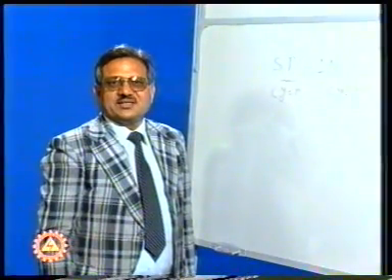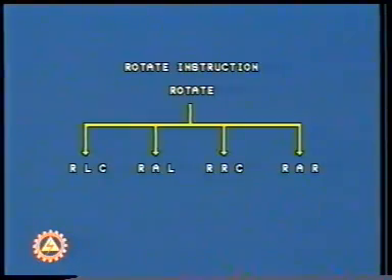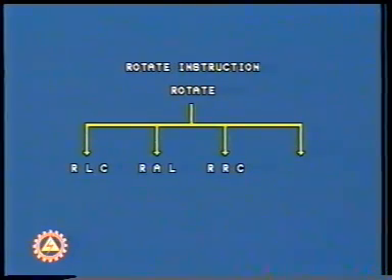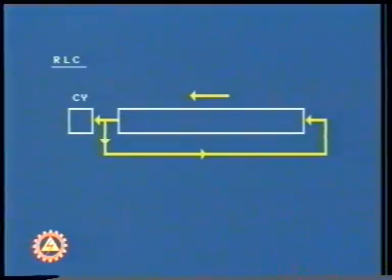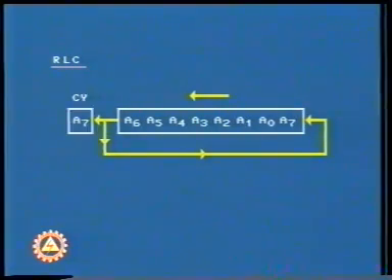Now let's discuss rotate instructions. There are 4 rotate instructions: RLC, RAL, RRC, and RAR. 2 are for rotating left and 2 are for rotating right. Let us study them one by one. On execution of RLC instruction, each bit of the accumulator is shifted left. Most significant bit becomes the least significant bit, and the carry bit is modified as per MSB.